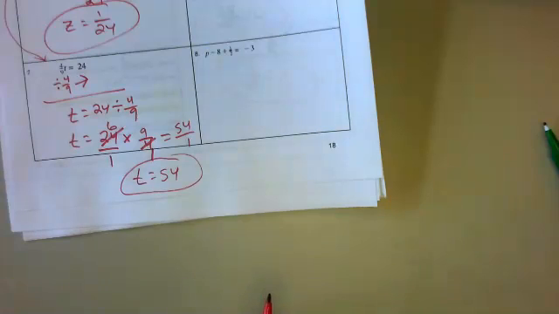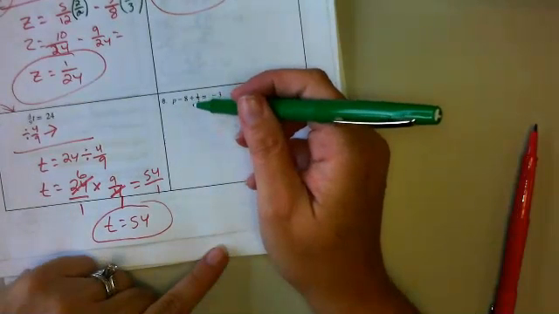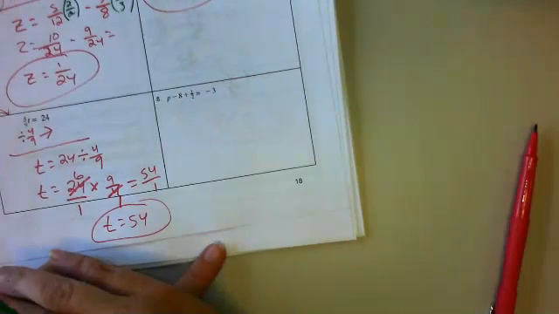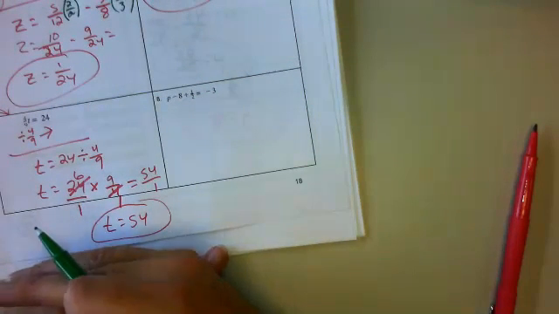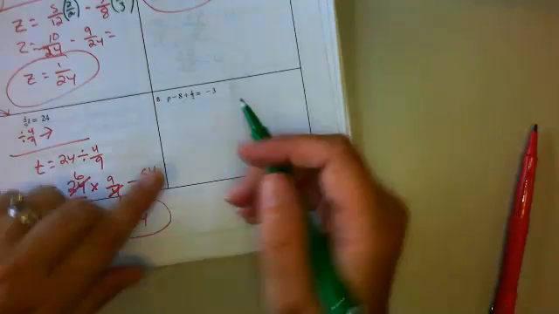Okay? Now, number 8 is super tricky. So pay close attention. We've got p minus 8 divided by 1/2 equals -3. Okay? You can do this a couple different ways. What I always kind of like to do, well, you know what? Let's just do it this way.